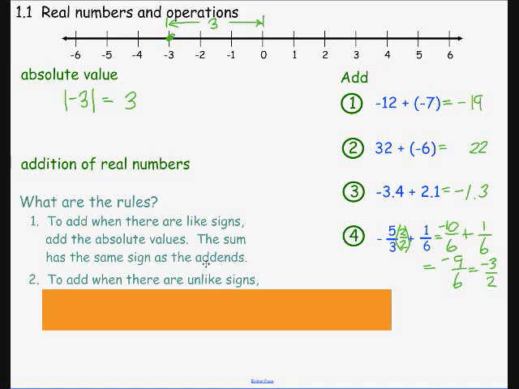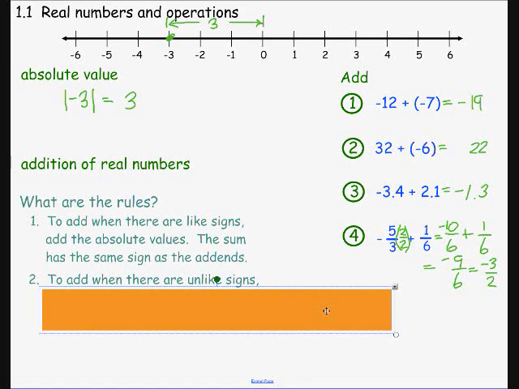Add the absolute values. When the signs are alike, add the absolute values. The sum has the same sign as the addends. Those are the components. So for example, over here we had a -12 and a -7. These are like signs. The absolute value here is 12, the absolute value here, 7. Add them together, you get 19. The sum has the same sign as each of these components. They were both negative, so the sum is going to be -19.